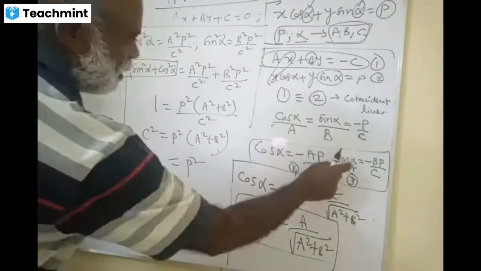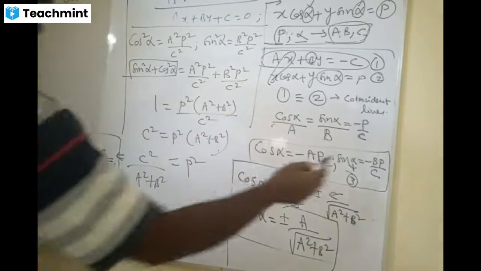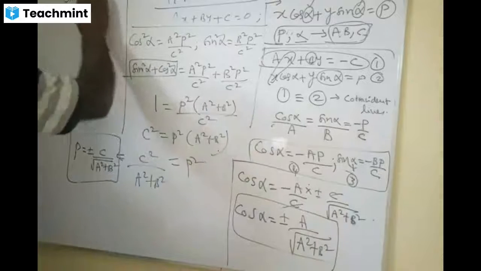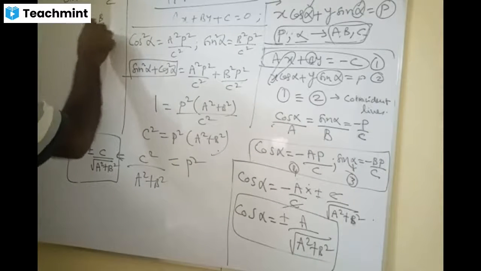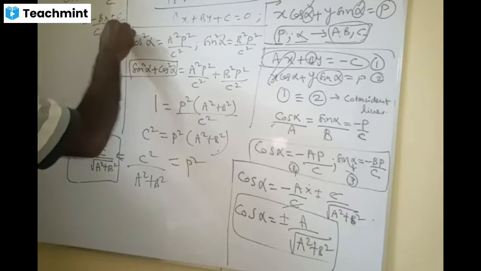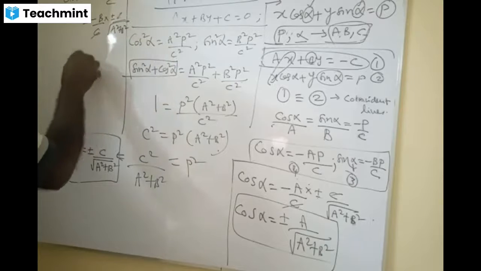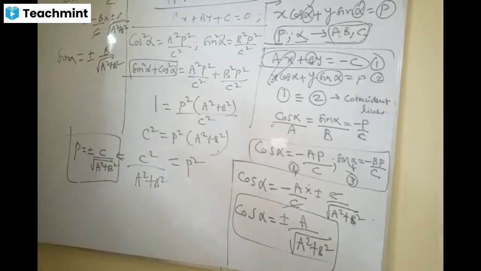What is sin alpha now? Sorry, sin alpha is minus BP by C. So in place of P, minus B by C, P is plus or minus C by root of A square plus B square. So C cancels once again: plus or minus B by root of A square plus B square. Now, can anybody tell what observation you are making?